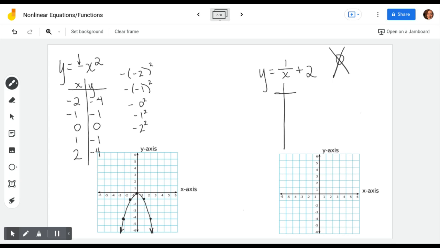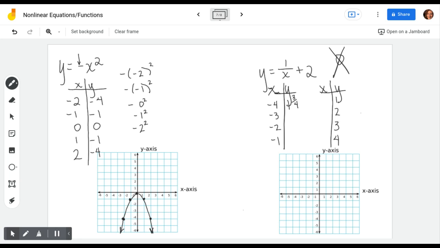So let's pick some values. x, y. I'm going to do a little bit more this time because I know I can't put in 0. So I'm going to do -4, -3, -2, -1, and then I'm going to do 1, 2, 3, 4 so that I can really get an idea of what's happening. If I put in -4, that becomes -1/4 plus 2 would be 1 3/4.